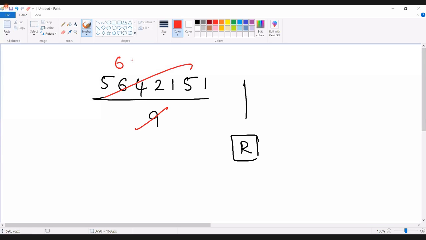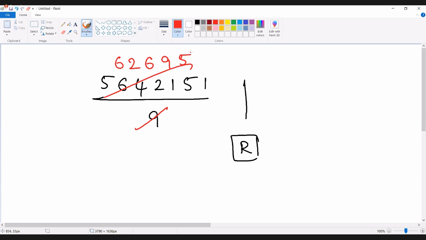So we are left with 24. So 9 twos are 18. So we are left with a remainder of 62. 9 sevens are 63, so I am going with 9 sixes. So we are left with 81, 9 nines, and we are left with 51. So 9 fives.